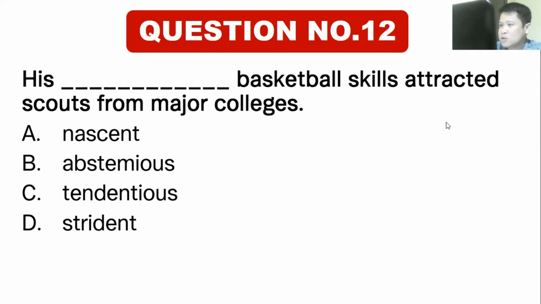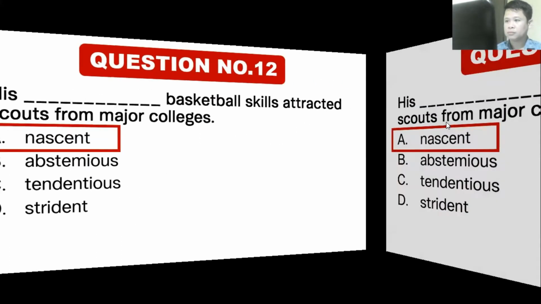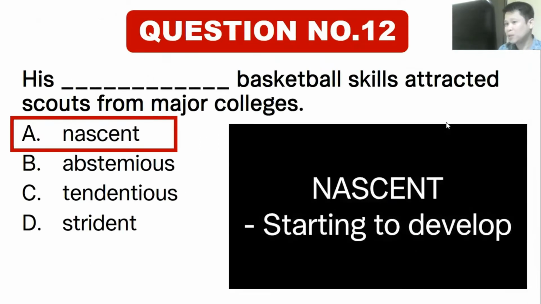So which of these choices makes sense? Correct answer is letter A. His nascent basketball skills attracted scouts from major colleges. Nascent here means starting to develop. In other words, his basketball skills were just starting to develop. It's not yet fully developed. He is a budding, or he was a budding basketball player, if that makes sense. Okay? His nascent basketball skills attracted scouts from major colleges.